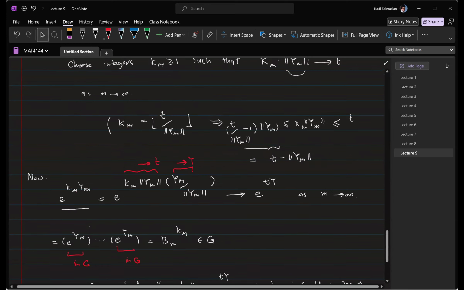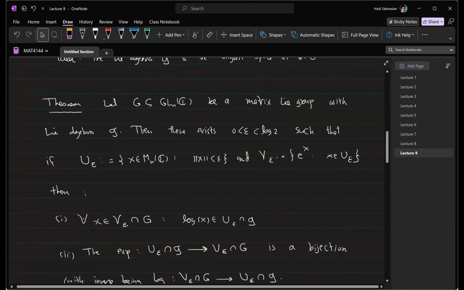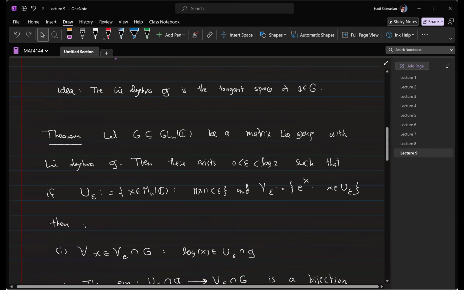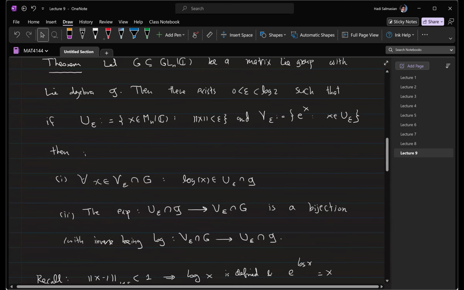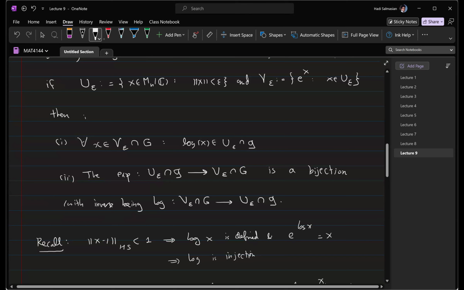So what is the statement there? The statement is that, let's go back to the theorem. There is some epsilon sufficiently small so that any element in this small neighborhood in G has a log in the Lie algebra. The log being in the U epsilon is trivial by definition of V epsilon and U epsilon. I need to show it's in the Lie algebra.